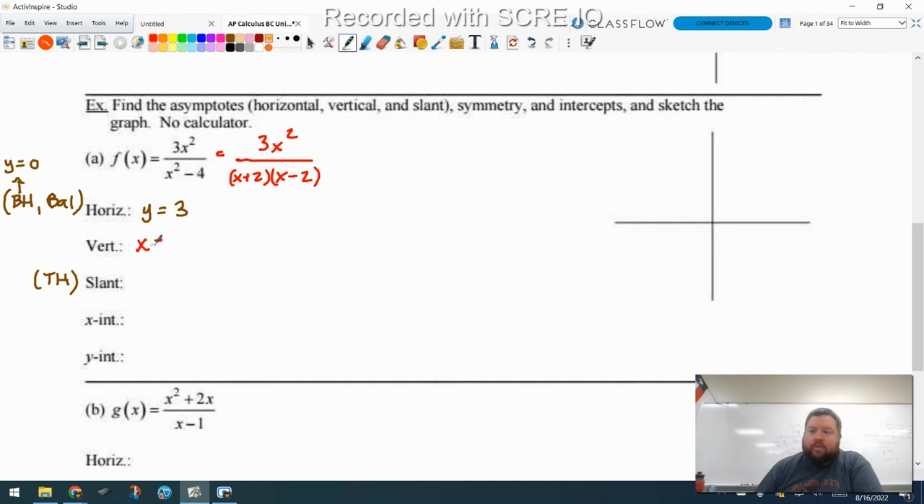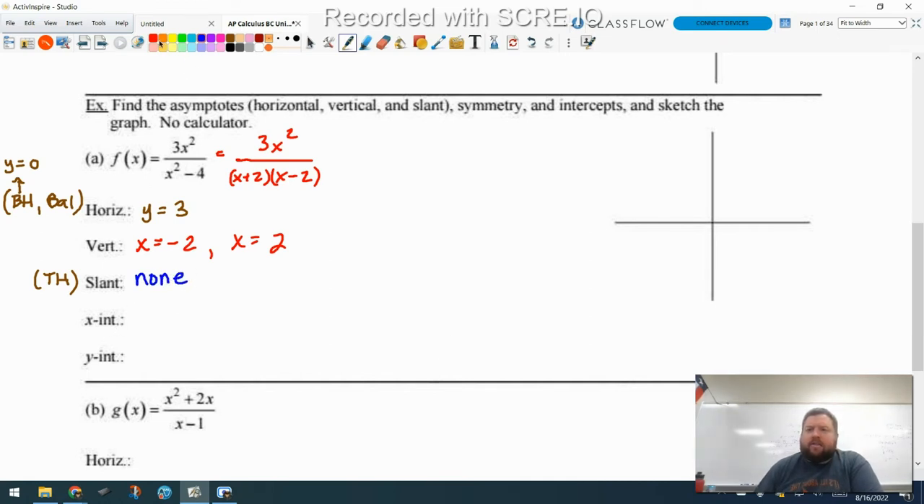So we're just going to do this in our head. -2 would make that one 0, and +2 would make that one 0. And if I plug in 2 or -2 to the numerator, I would not get 0. So that's how we know they're vertical asymptotes. All right, you cannot have a slant and a horizontal. It's either or. So since we had a horizontal asymptote, I know that there is no slant asymptote.